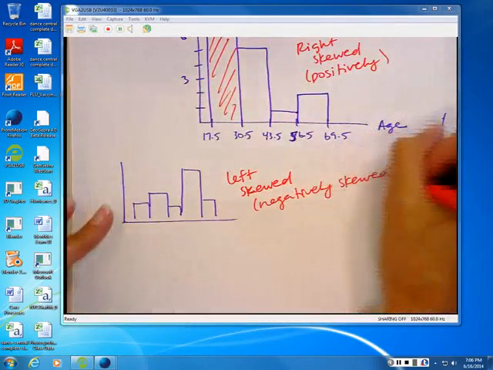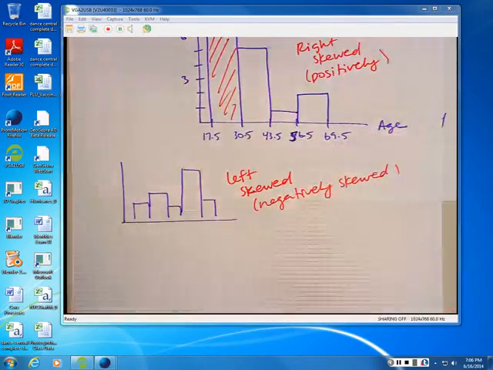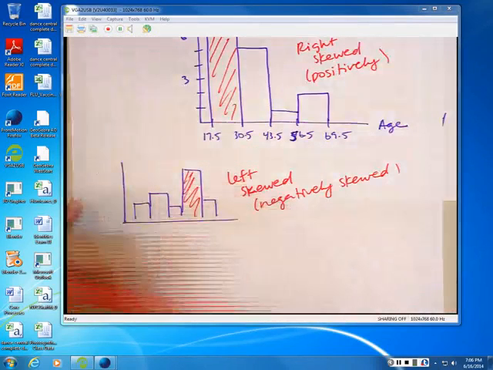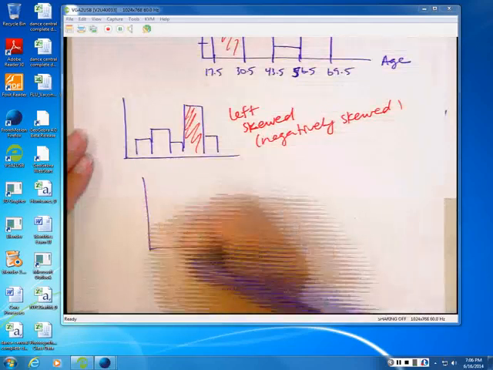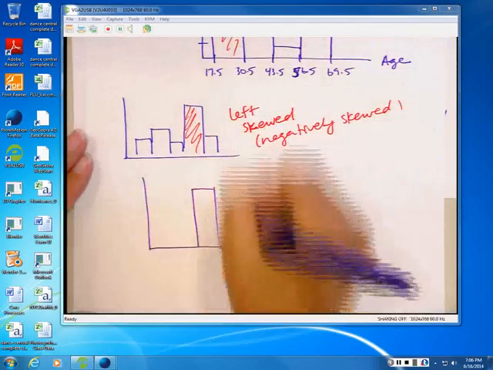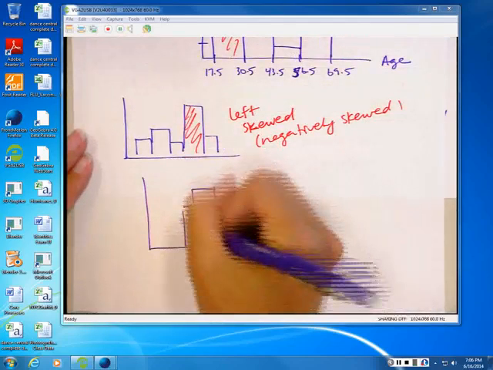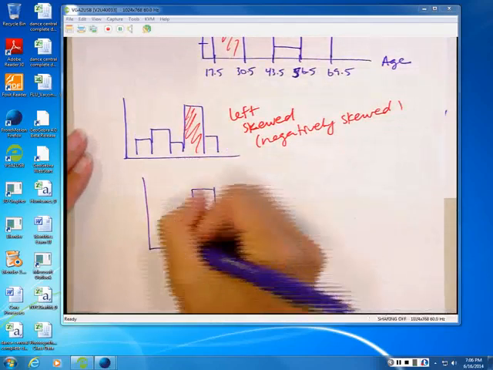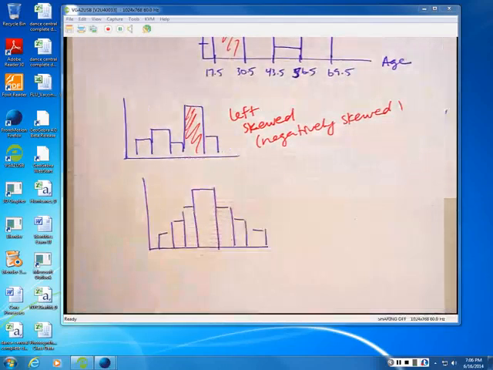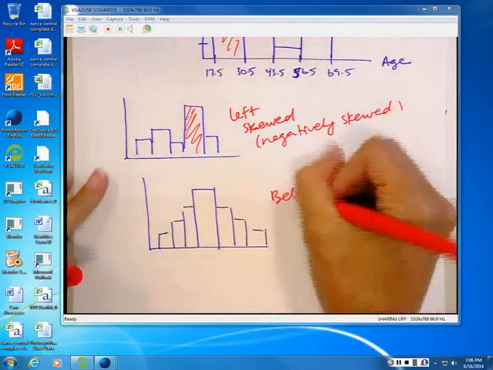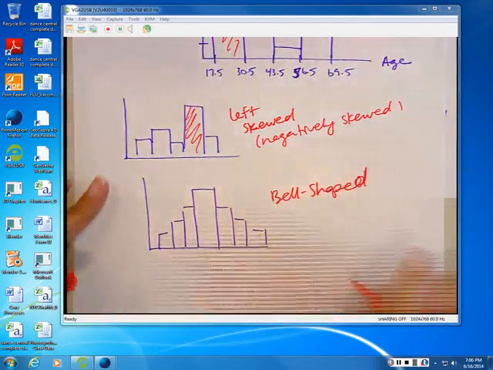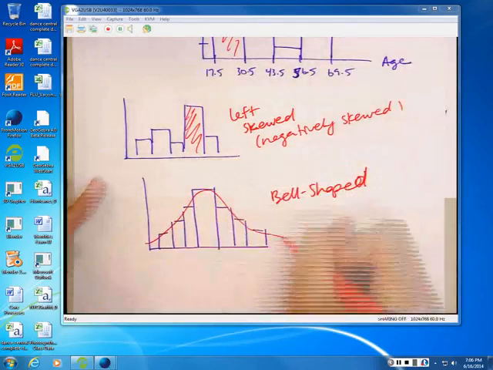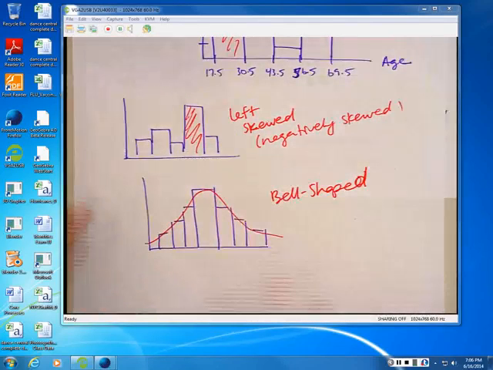And then we also have one more. There's my peak with the majority of the bars on the left or the negative side. We could also have one where the peak was in the middle and my bars were pretty evenly distributed on either side. And this one is bell-shaped. We're going to be working with this a lot, come chapter 6. So my bell shape would look something like that.